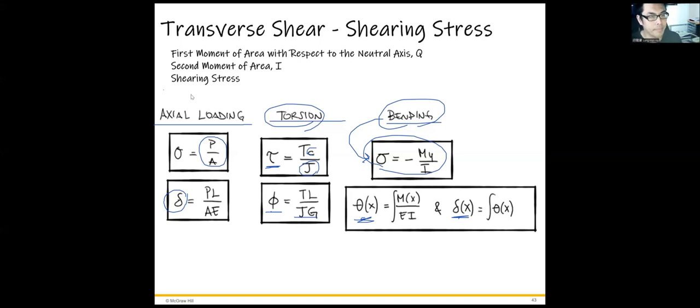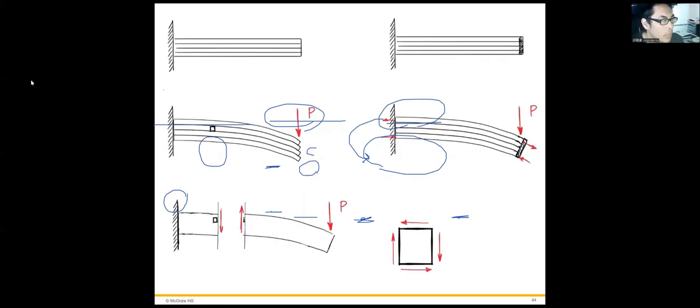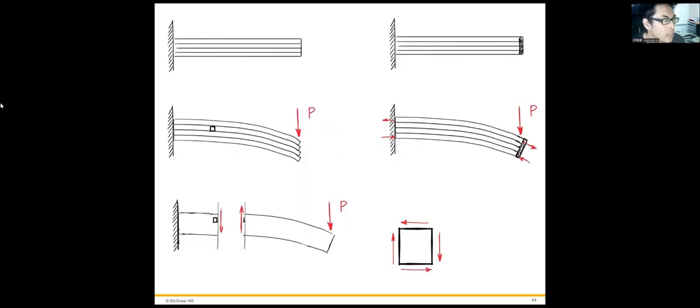Okay, so what's next? Next is called the transverse shear. There are two conditions. One is that we have a beam composed layer by layer of many plates, and these plates have no bonding. We just stack them together.